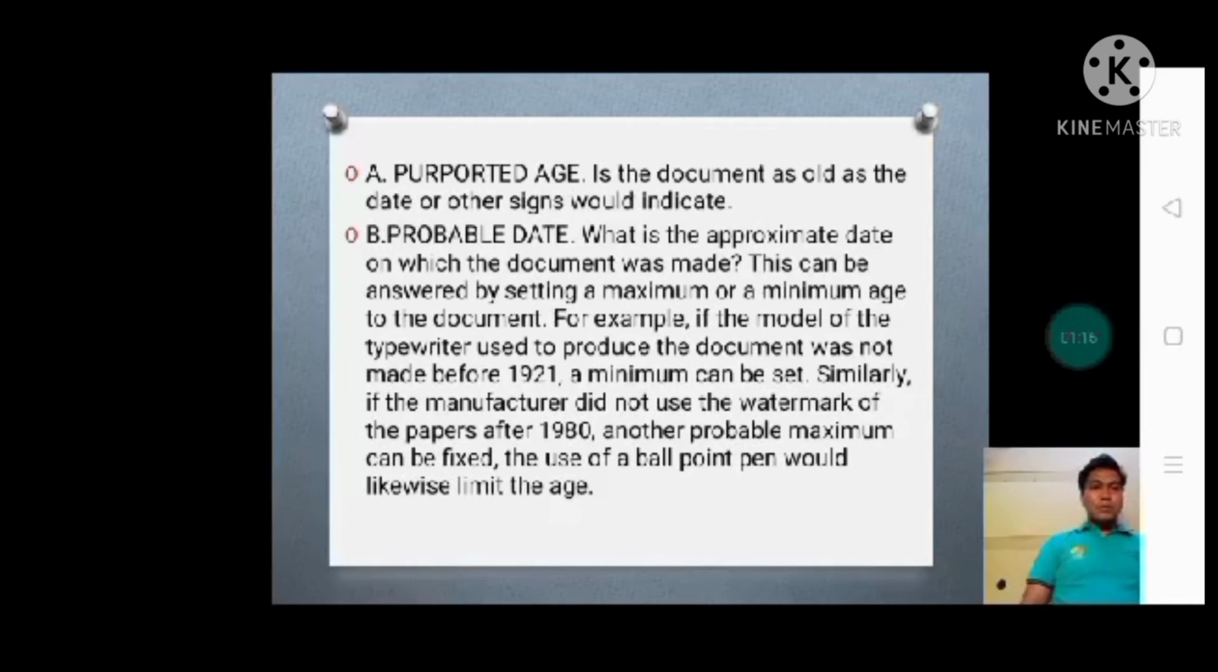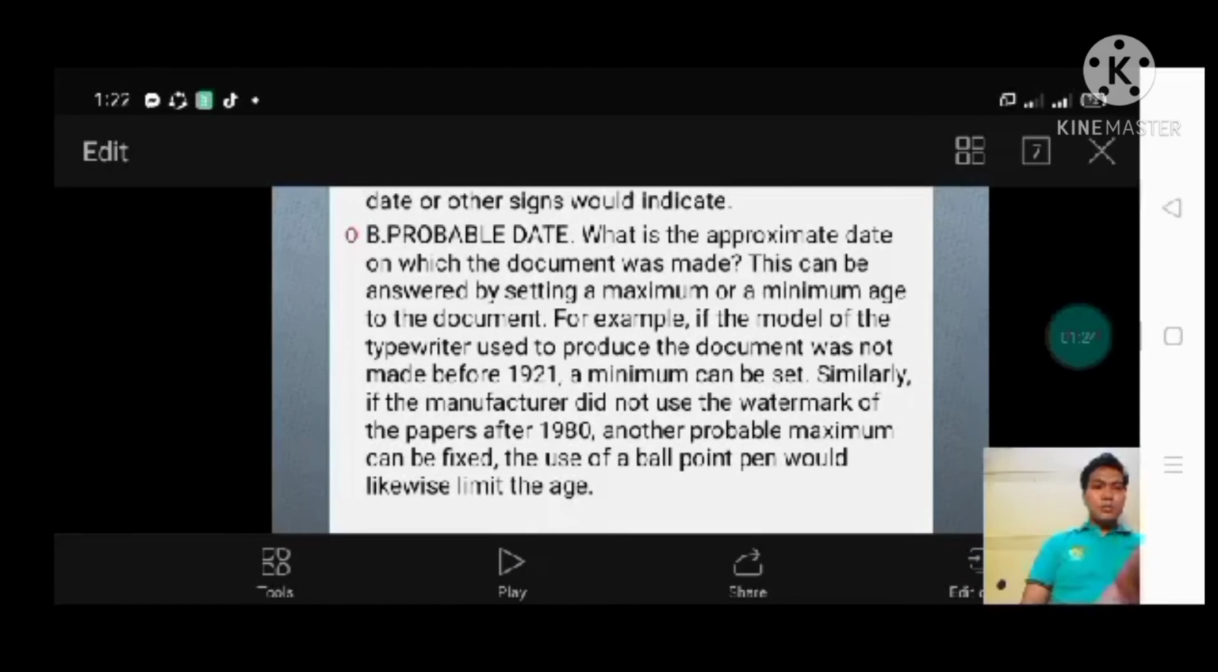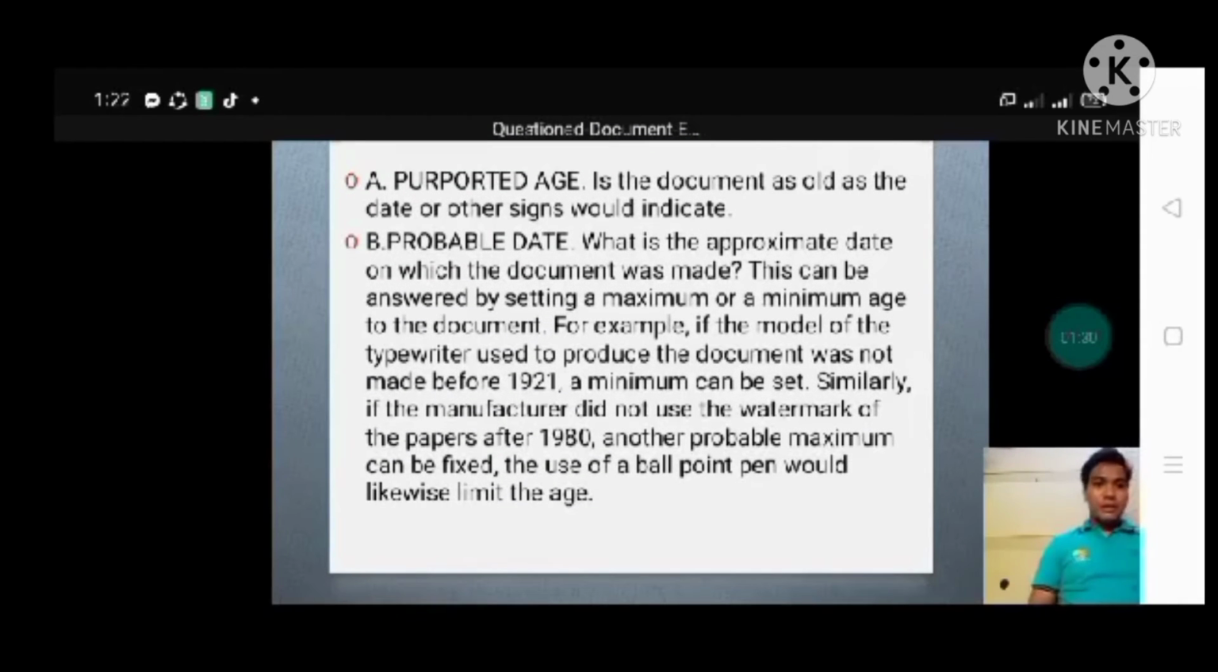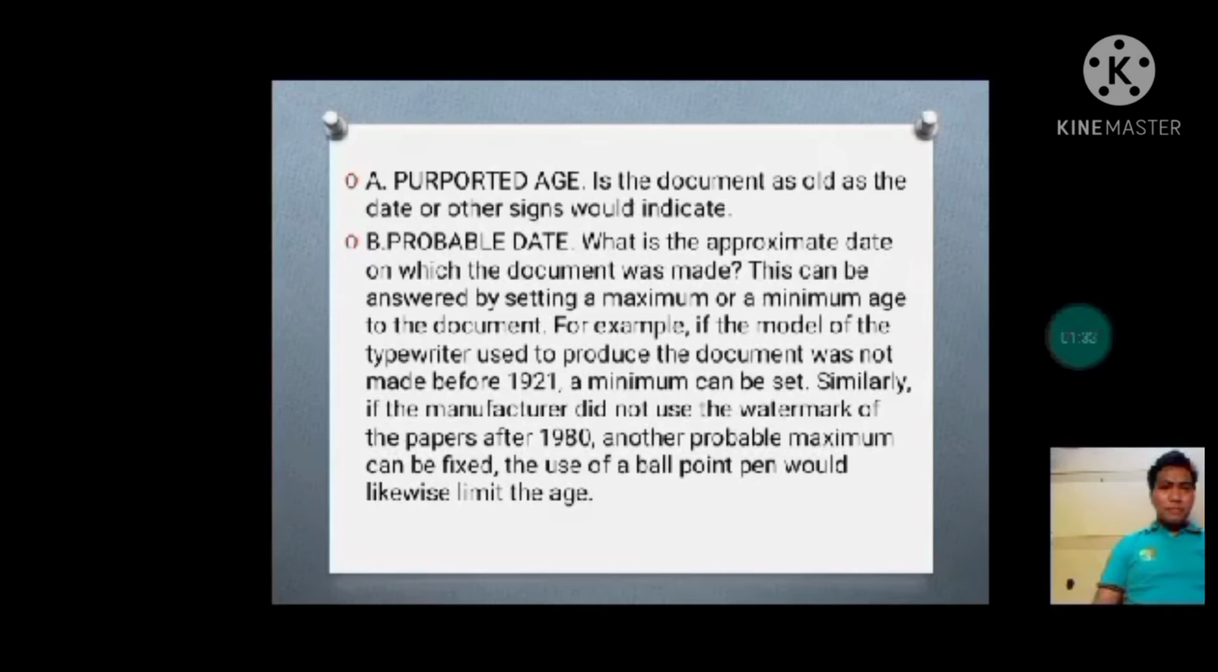Probable date: what is the approximate date on which the document was made? This can be answered by setting a maximum age of the document. For example, if the model of the typewriter used to produce the document was not made before 1921. The minimum can be set similarly if the manufacturer did not use the watermark of the papers after 1980. Another probable maximum can be fixed. The use of a ballpoint pen would likewise limit the age.